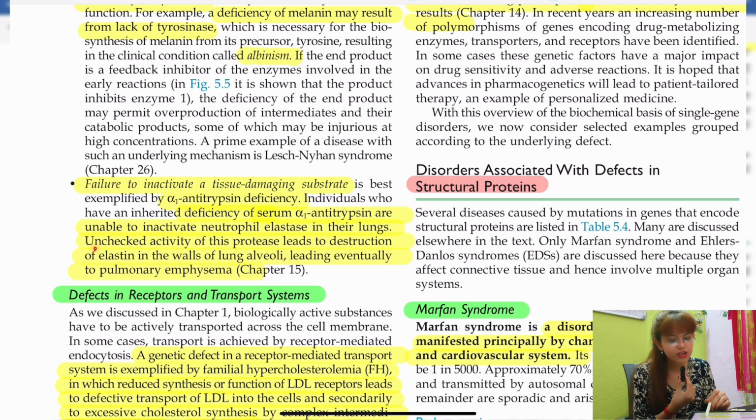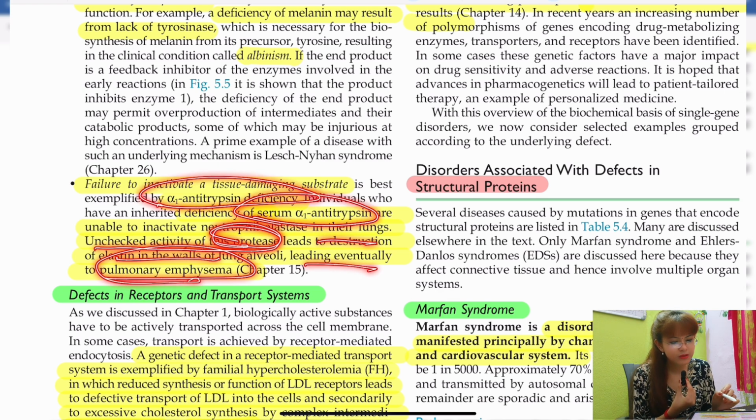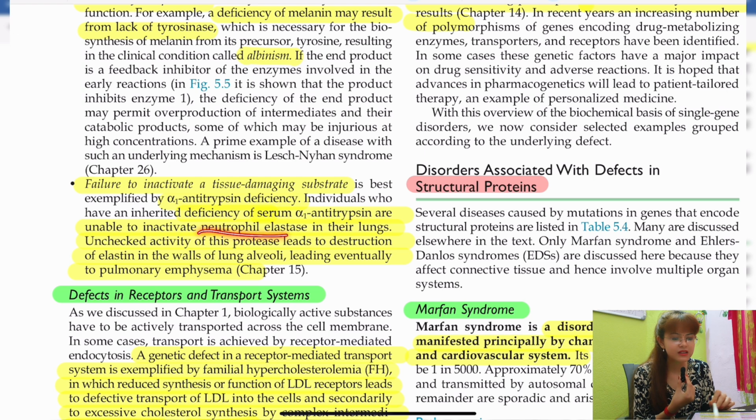Whenever you see that there is an unchecked activity of protease, that will lead to destruction of the elastin, leading to pulmonary emphysema. So because of the deficiency of antitrypsin, it is not able to inactivate the elastase, and therefore now the walls of the alveoli are getting destroyed.